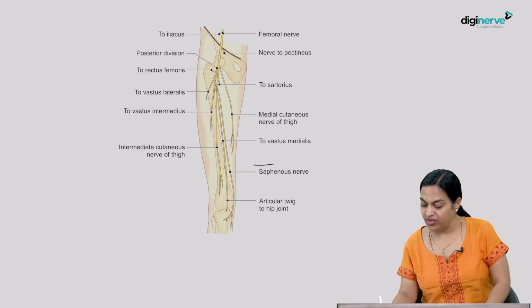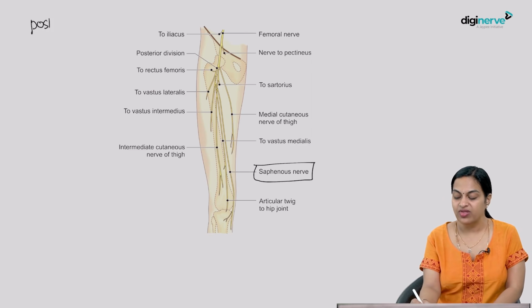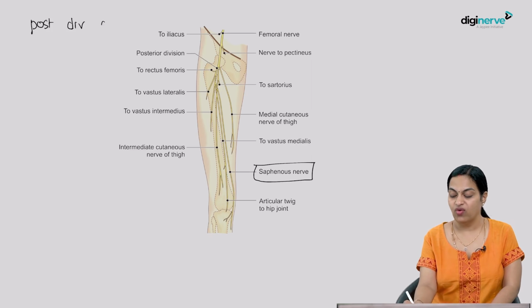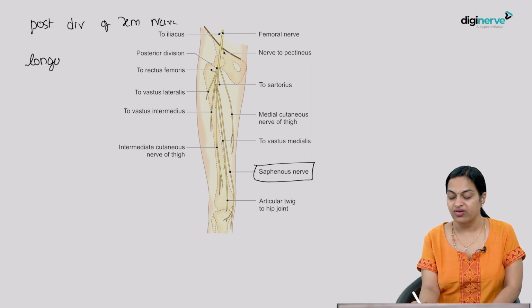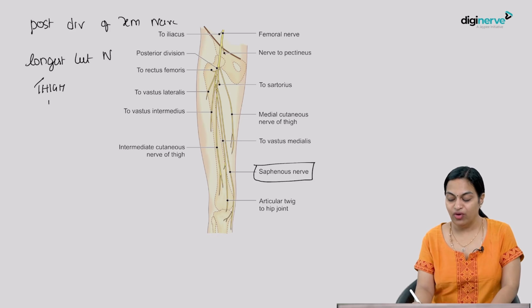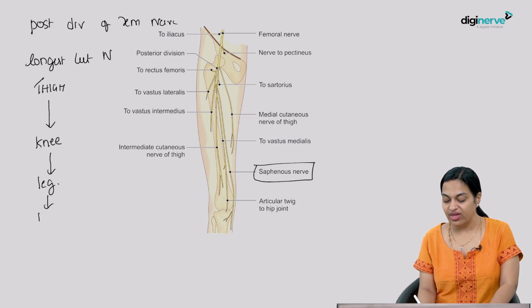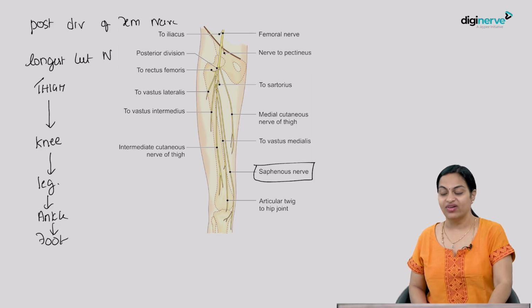Okay, I would like to add a few points related to the saphenous nerve. You know the saphenous nerve comes as a branch from the posterior division of the femoral nerve. And I told you it is the longest cutaneous nerve in the body, right? You see the saphenous nerve in the thigh. If you further trace it, it will be going to the knee, and then further, you can see it in the leg, and also in relation to the ankle, and all the way up to the foot. So that is why it is called the longest cutaneous nerve in the body.